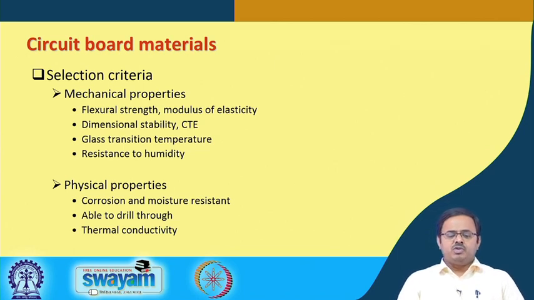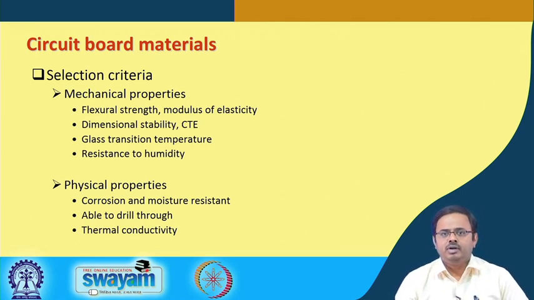From mechanical properties, what do we see? What are the desirable characteristics or the properties of importance? From a structural point of view, modulus of elasticity and flexural strength, very important. Then the dimensional stability. These motherboards I should be able to design in various shapes, I should be able to have cutouts, etc. And the other thing that we need to keep in mind is CTE, the coefficient of thermal expansion.